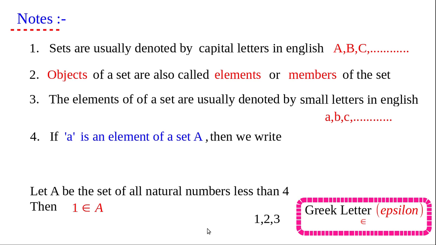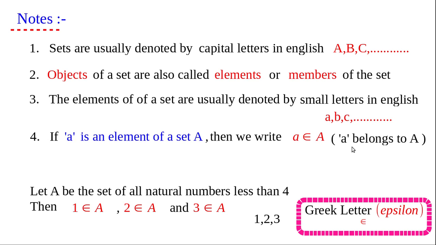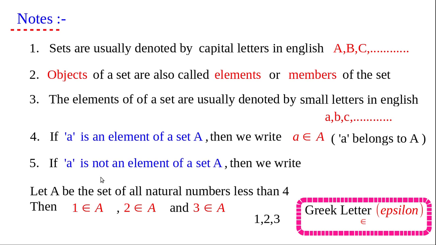Okay. So since 1 is an element in A, we write 1 belongs to A like this. What about 2? 2 also belongs to A, so we write 2 belongs to A, 3 belongs to A. In general, if a is an element in capital A, then we write small a belongs to capital A, and we read this as a belongs to A. Okay, if a is not an element of A, then how can we represent it? Like this: a is not an element of A, and we read a does not belong to A.